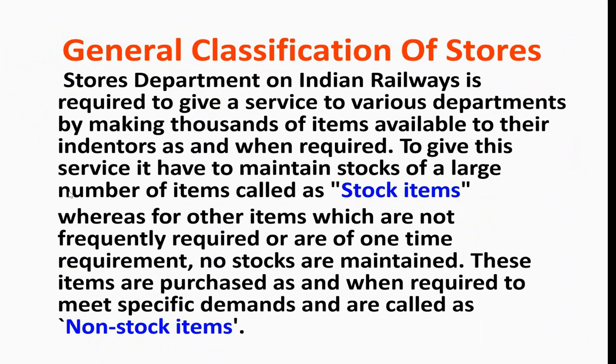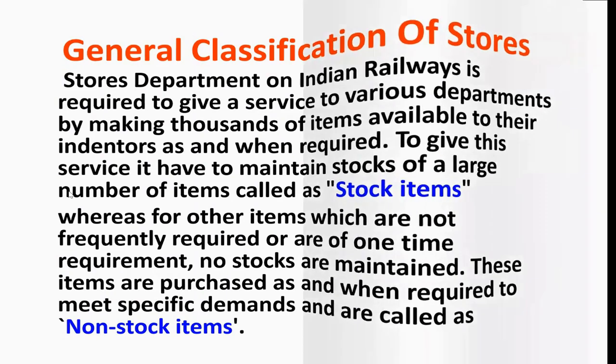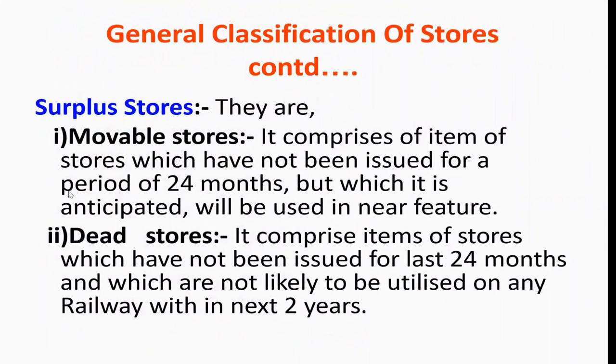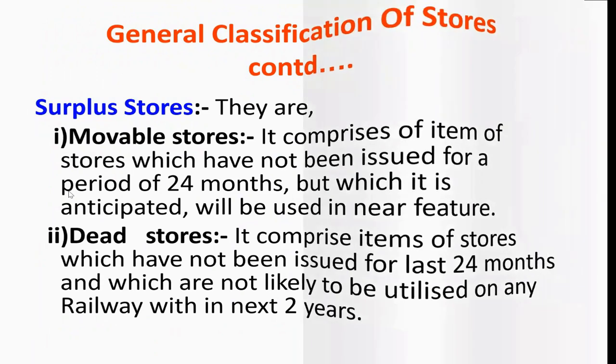Whereas for other items which are not frequently required or of one-time requirement, no stocks are maintained. These items are purchased as and when required to meet specific demands and are called non-stock items. Surplus stores are movable stores. It comprises items of stores which have not been issued for a period of 24 months, but which it is anticipated will be used in the near future. Dead stores comprise items of stores which have not been issued for the last 24 months and which are not likely to be utilized on any railway within the next 2 years.